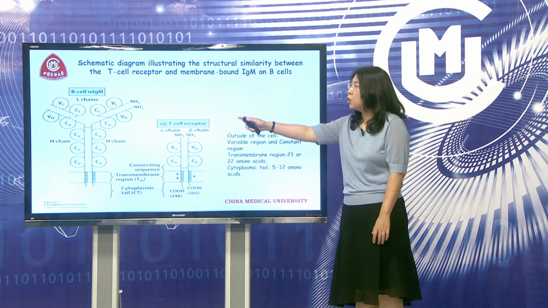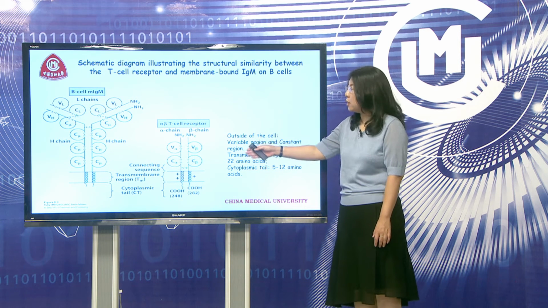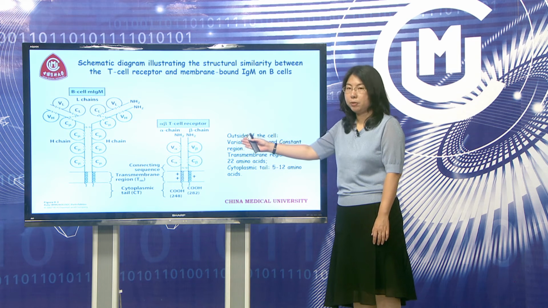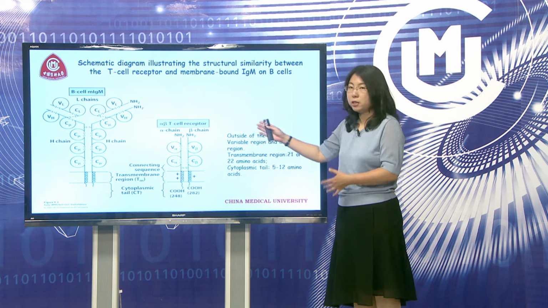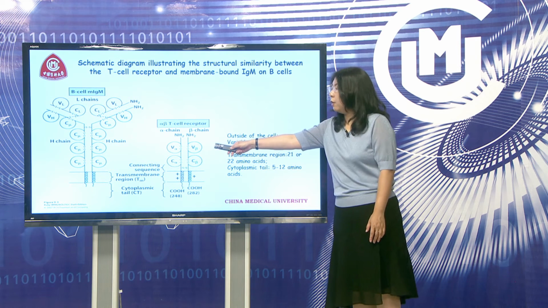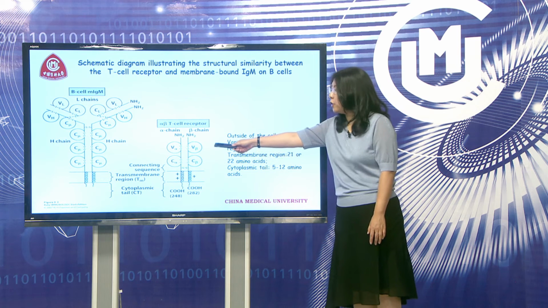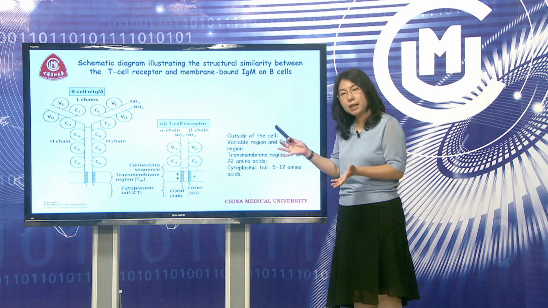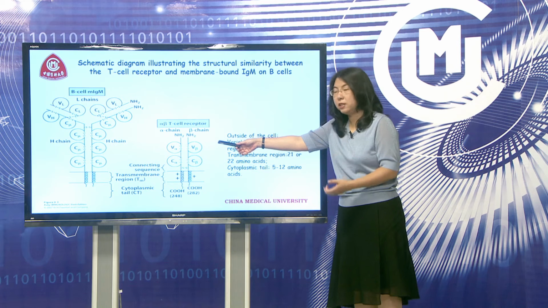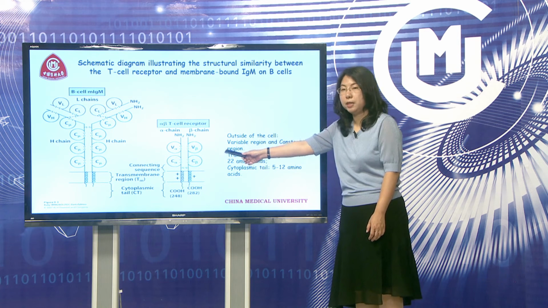Similar to this membrane IgM, we have a similar structure on T cells. It is the TCR, the T cell receptor, and the structure is similar. The TCR also has a variable region and a constant region. This variable region is also very diverse and can recognize almost all the different antigens in the world.